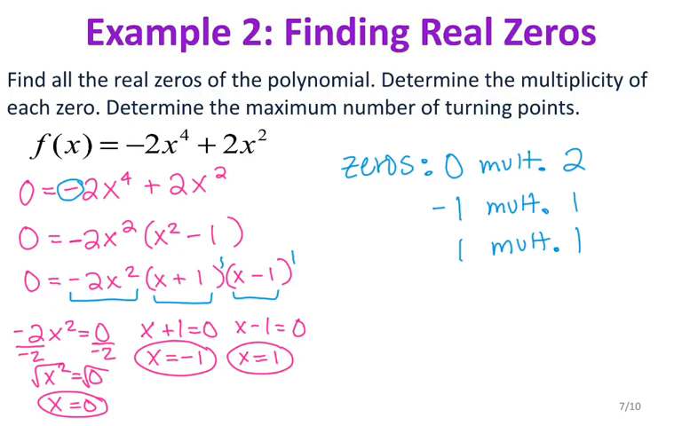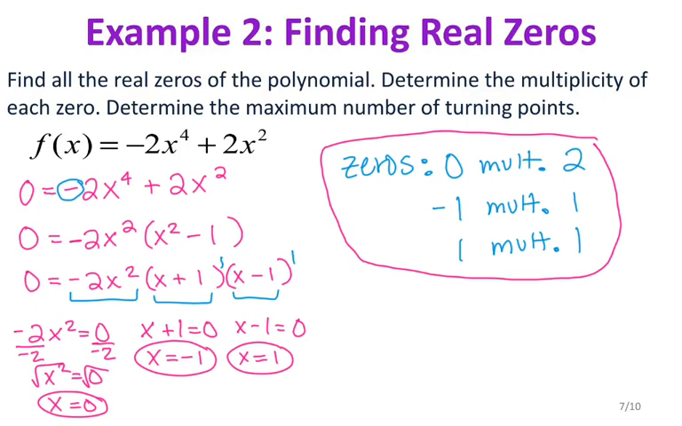Now, if you are currently confused on multiplicities, you'll see it used once we actually get to the graph. So right now we're just stating the multiplicity, but it'll make a lot more sense once we're actually creating the graph. And the last thing we want to do is find the maximum number of turning points.